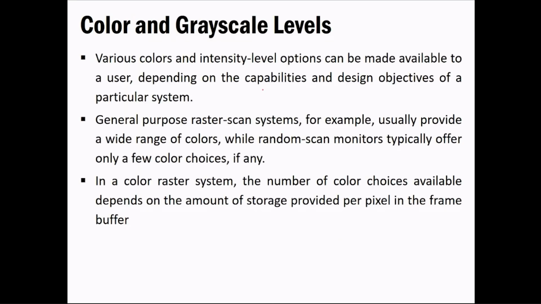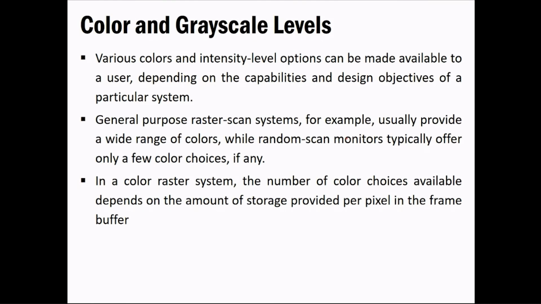Okay, so what it says: color and grayscale levels, colors and intensity level options can be made available to a user depending on the capability and design objective of a particular system. If the system is able to generate multiple colors, then you can easily do this. If it is not, then you just have to deal with grayscale. But obviously you know that your grayscale values range from 0 to 1 only, so in between you'd have multiple intensities. General purpose raster scan systems, for example, usually provide a wide range of colors, while random scan systems are able to generate fewer colors, as compared to the previous one.